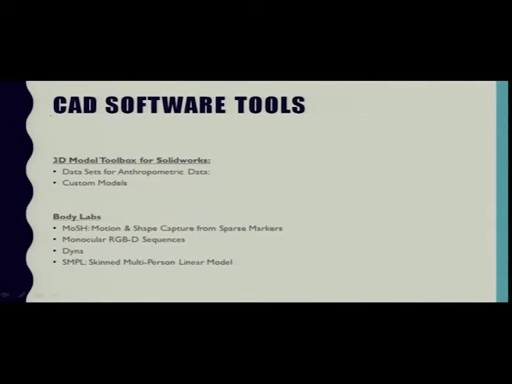Now the next heading we are going to learn about is existing CAD software tools for ergonomic assessment. This may be the 3D model toolbox for SolidWorks, with data sets for anthropometric data, and we can also customize the model. Basically, with these CAD software tools, in order to understand the human body, 3D images are essential to analyze your actual body condition.